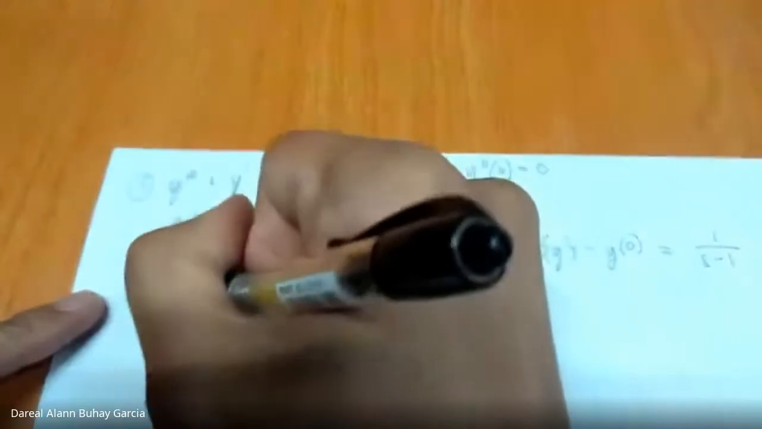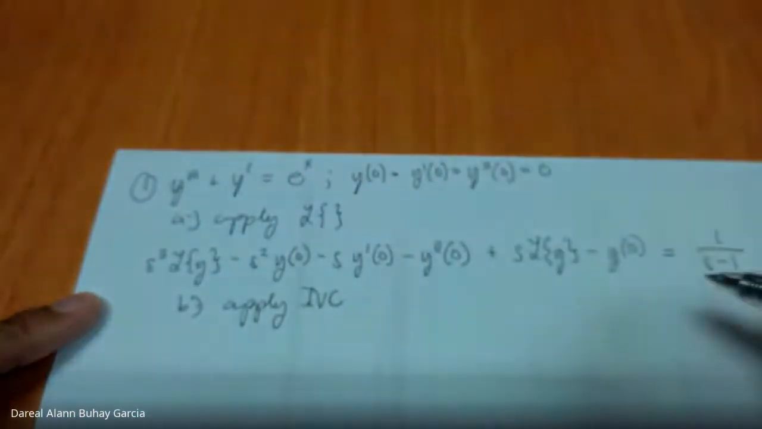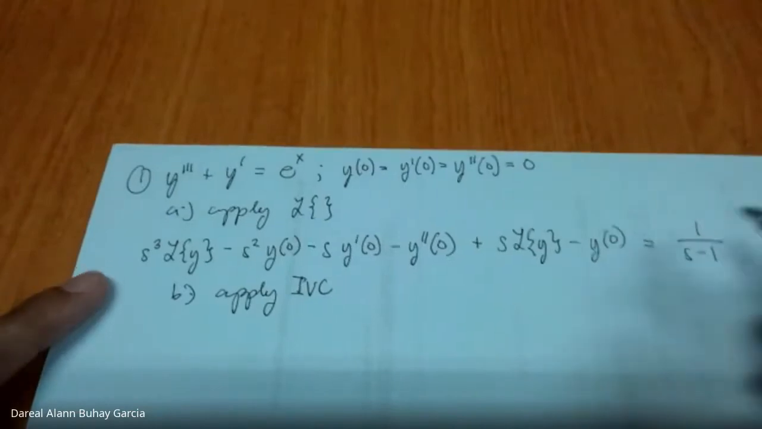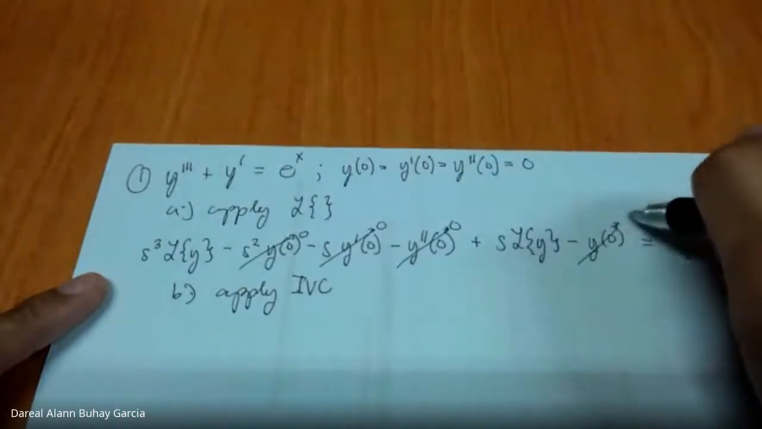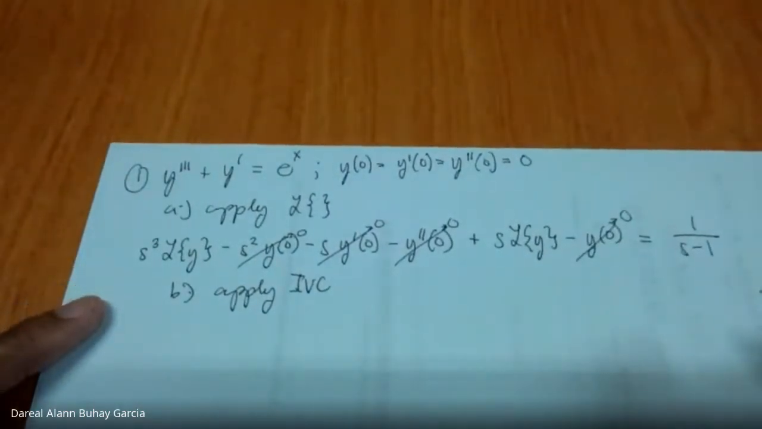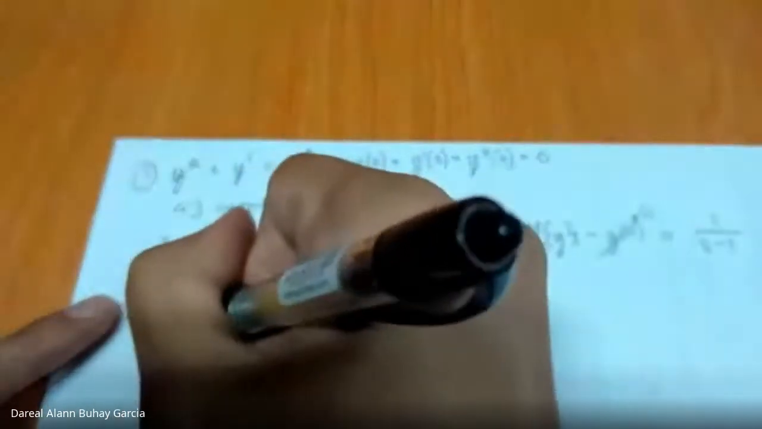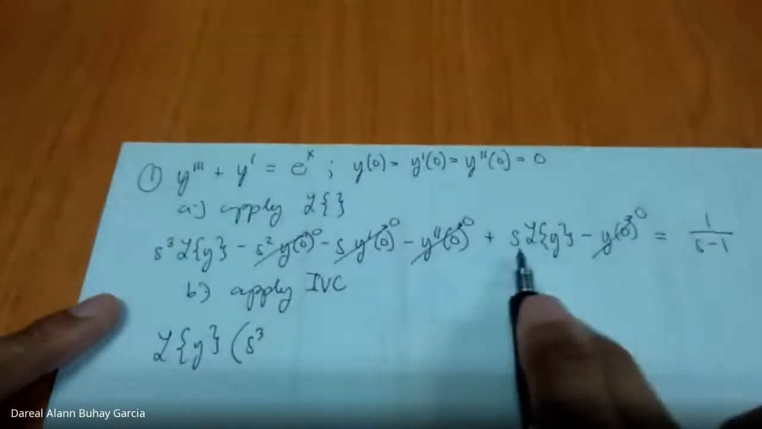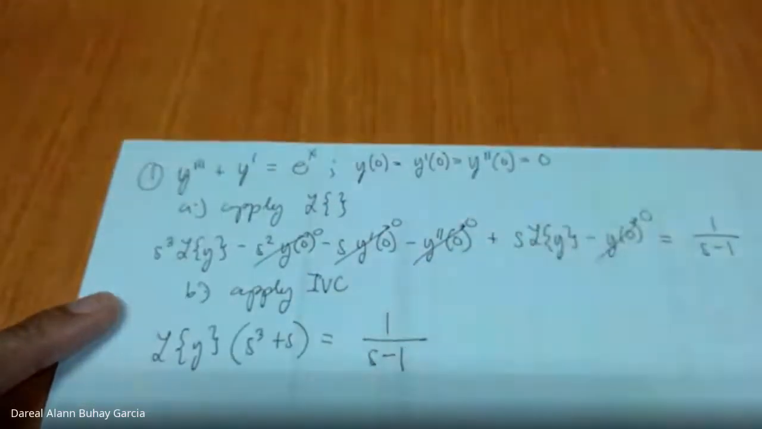Okay. Next step, apply initial value conditions. All of these are 0, so 0, 0, 0. So it is convenient. What is left is the Laplace of y times s cubed plus s equal to 1 over s minus 1.